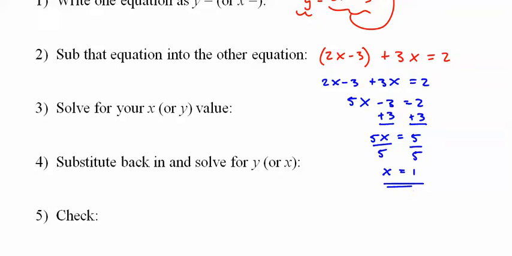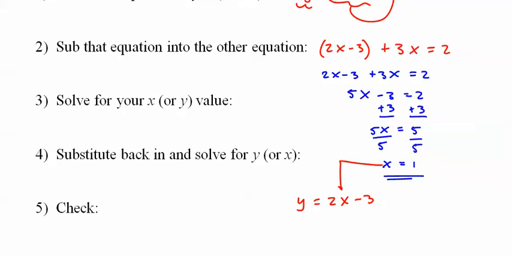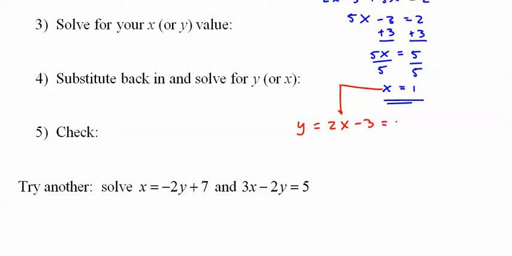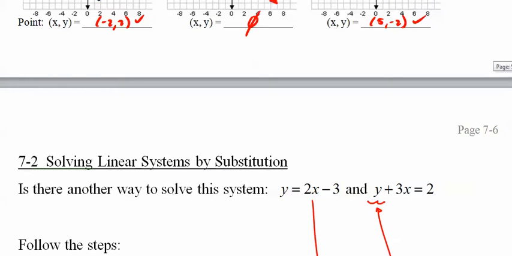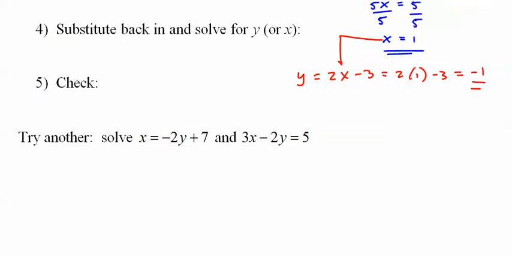Now I got to put it back in. So let's put it in the one we just subbed. Y equals 2x minus 3. Plug it in there. 2 minus 3 is negative 1. Let's go all the way back and grab the other one. Y plus 3x equals 2.